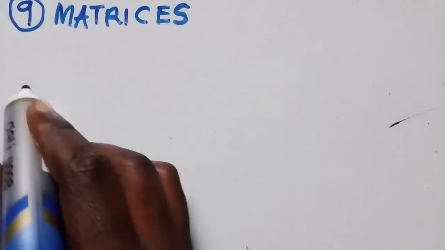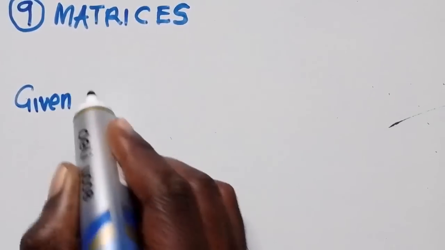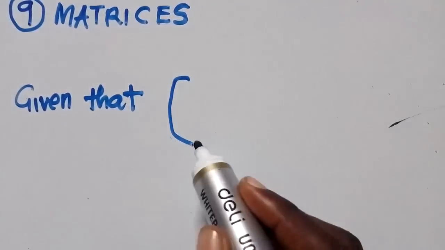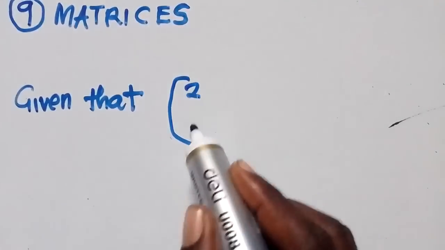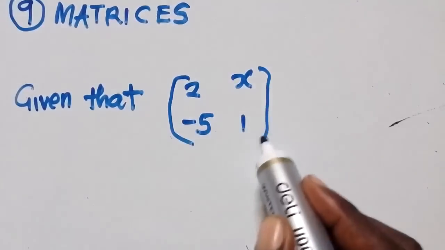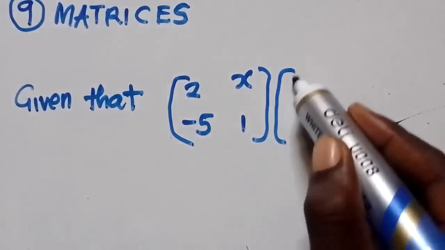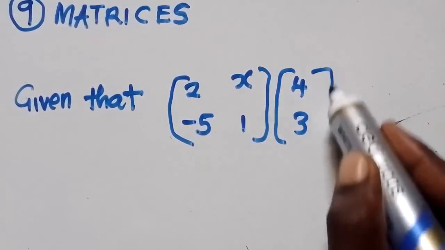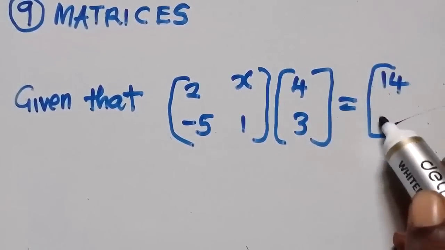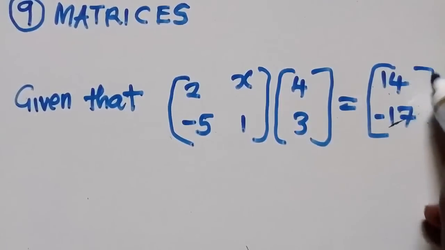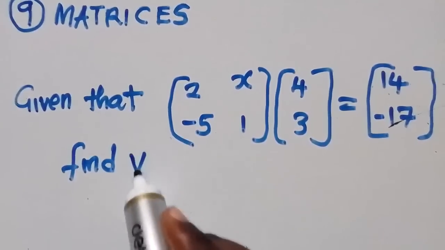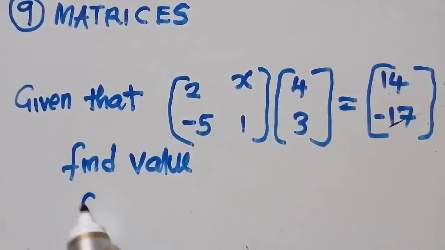The question is saying, given that, this is how the question is, you are given the first part, 2, -5, x, 1. This one is being multiplied by 4, 3, like this, which is equal to 14 and -17, like that. The question is saying find the value of x. I want to find the value of x.